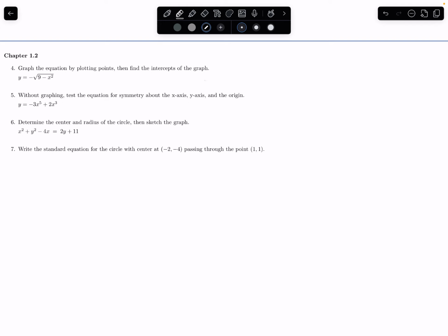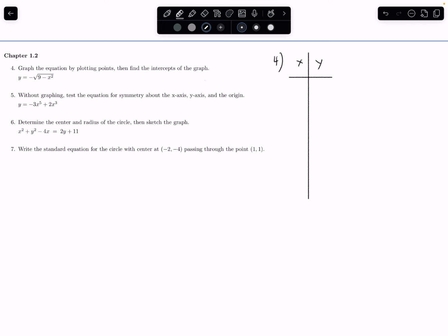Yeah, let's jump into it. Number four, graph the equation by plotting points and find the intercepts of the graph. Okay, this type is actually very simple because plotting points is kind of like our easiest method for graphing, right? If you don't know what the thing looks like, have no clue, you can always resort to just plotting points.